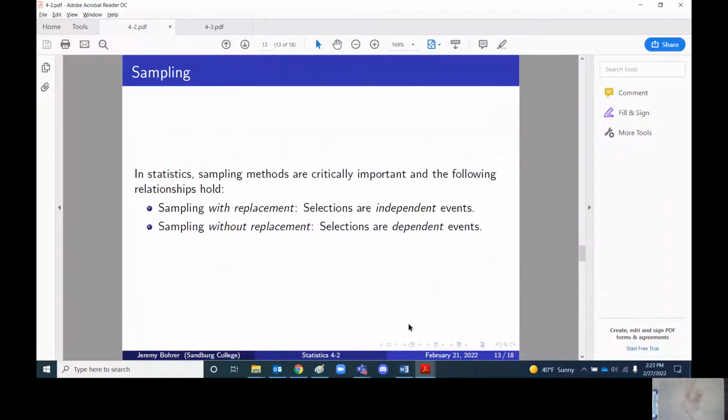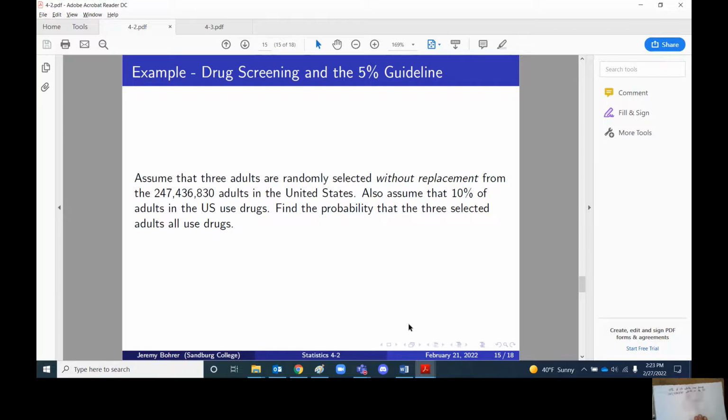In our next problem, we are asked to assume that 3 adults are randomly selected without replacement from the 247,436,830 adults in the United States, and assume that 10% of the adults in the US use drugs. We want to find the probability that the 3 selected adults all use drugs.